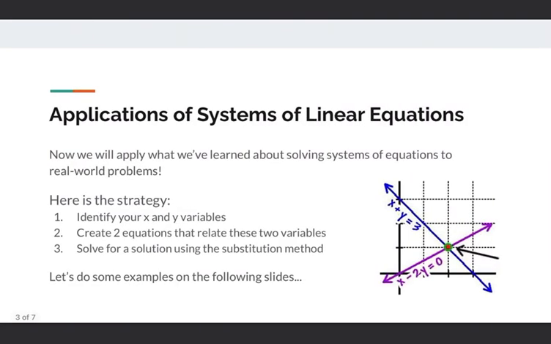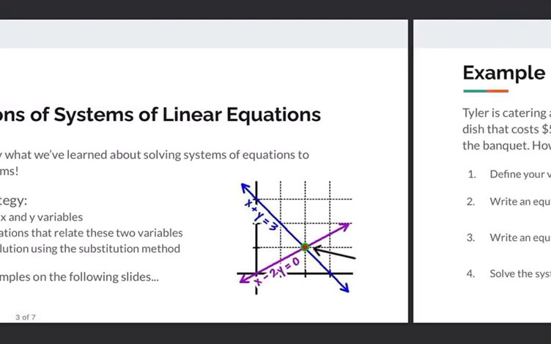Now we're going to use what we learned about solving systems of equations and apply that to real-world word problems. So, just a general strategy of how we're going to do this. First, you want to identify your x and y variables. Second, you're going to create two equations that relate these two variables together. And then third, you're going to solve for a solution using most likely the substitution method. There are other methods that you can use, but that is primarily what we will be doing. So let's look at some examples on the following slides.